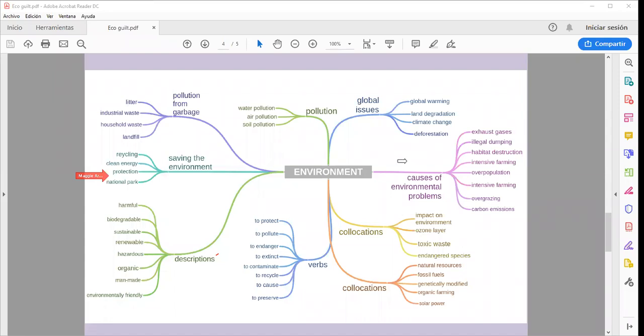Spotlight here. Causes of environmental problems.